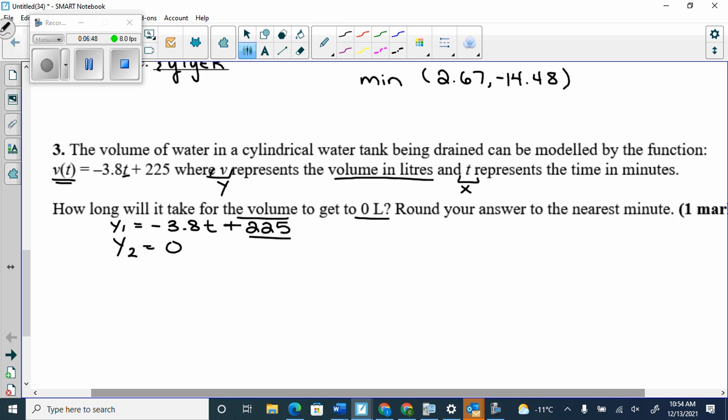And then I can make my y2 be 0 if I want to. And then just find out where they intersect. Remember, if you want, you can make your y2 be thicker, right? So go second trace 5, enter, second trace 5, enter, enter, enter. And I get, to the nearest minute, 59.